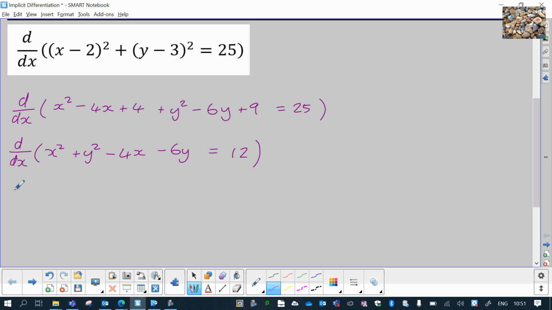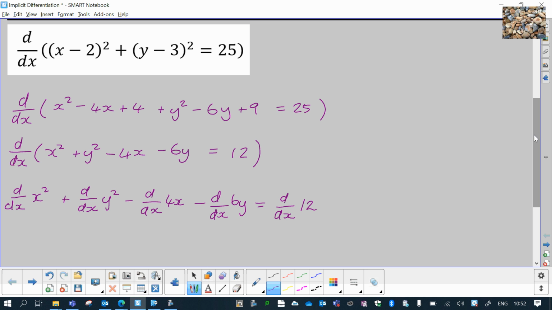Okay, we're going to differentiate x squared, we're going to differentiate y squared, we're going to differentiate 4x, we're going to differentiate 6y, and we're going to differentiate 12. Okay, so differentiating this whole thing means differentiating each term individually, which is what you've always done.